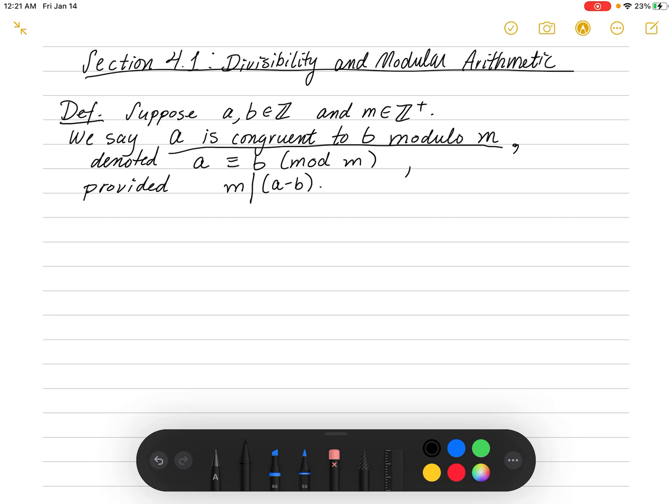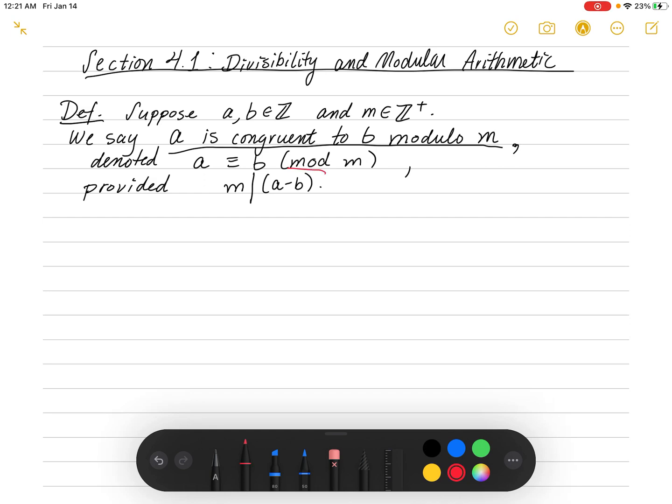So suppose a and b are integers, and you also have a positive integer called m. So a and b are integers, and m must be a positive integer. We say that a is congruent to b modulo m, and the way we denote that, we write a with triple bars b, and then in parentheses we write mod m, provided the following happens: m divides a minus b. So a is congruent to b modulo m precisely when m divides a minus b.